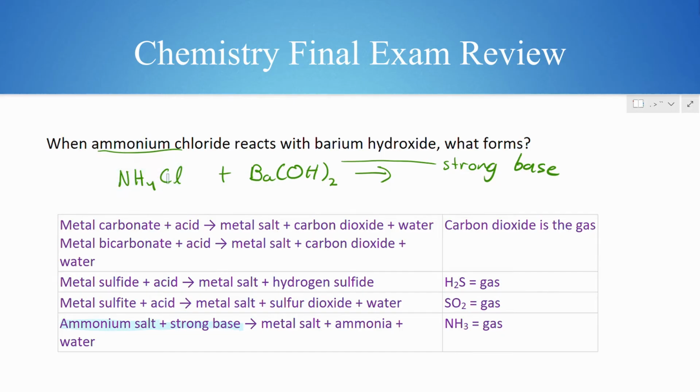Alright, so if we're going to go with this one, our products are going to be a metal salt along with ammonia and water. So the metal salt is going to be a combination of the metal and the anion from the other one. So barium chloride is going to be our salt, and we're going to add this to water and ammonia, which has NH3 as its chemical formula.